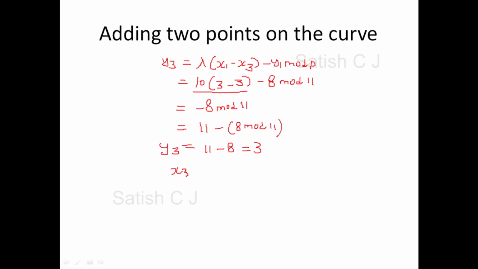So what is x3? x3 we know that is 3. So we have found P plus Q, that is R. What are the coordinates of R? It is (x3, y3), and the values for x3 and y3 are (3, 3). The next step is we have to check whether this point is also on the curve. So we'll go and check whether the point R is also on the curve in the next slide.